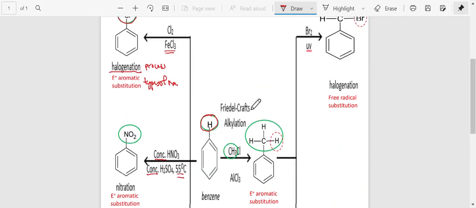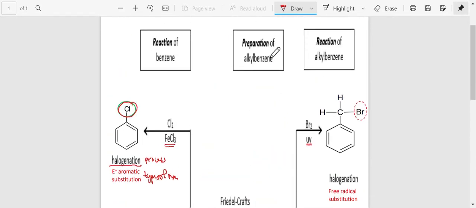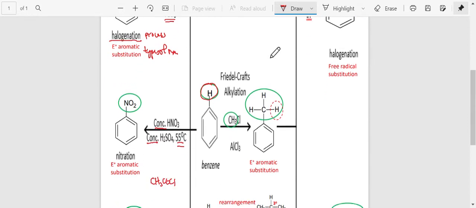Okay, now we go to Friedel-Crafts alkylation first. Okay, for Friedel-Crafts alkylation, same thing. We have RCl, so we just break down the Cl and attach to it.